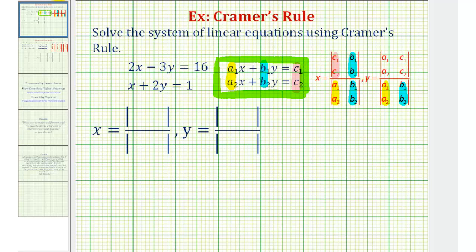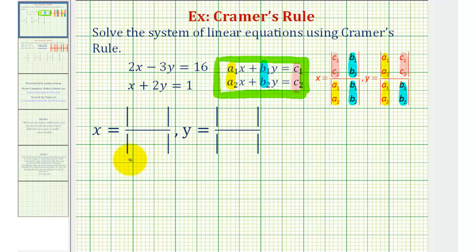Now looking at the numerator for y and comparing it to the denominator, notice how the x coefficients, or the first column, stays the same, but the second column, which in the denominator contains the coefficients of y, is replaced with the constants. So let's go ahead and apply this to solve the given system.